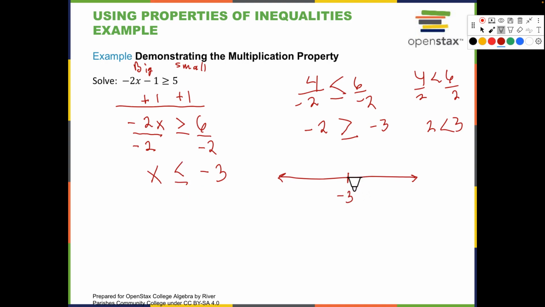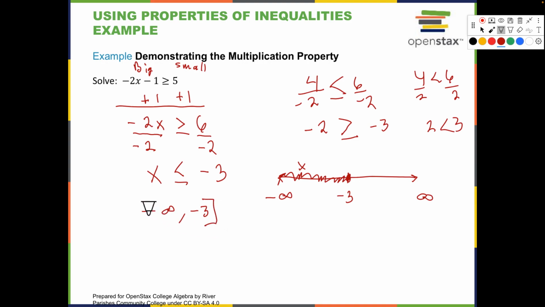-3 is included, so we'll put a solid dot, and x is smaller than -3, so smaller is to the left. So x is living over here, everything this way to -infinity. There's a positive infinity over here, but this side's not included. So for our solution, it's not just a number, it's not just -3, it's a whole interval. We're going to go from -infinity to -3.